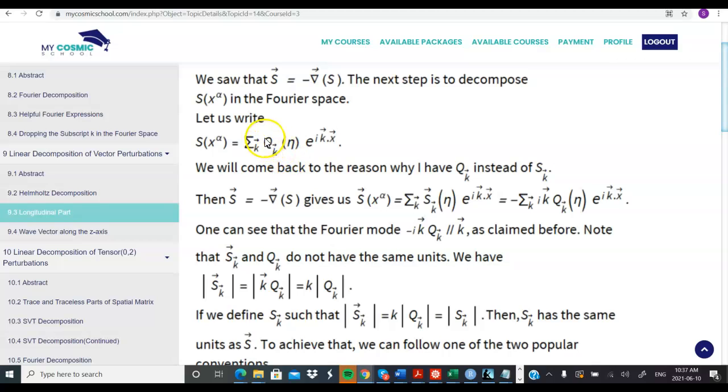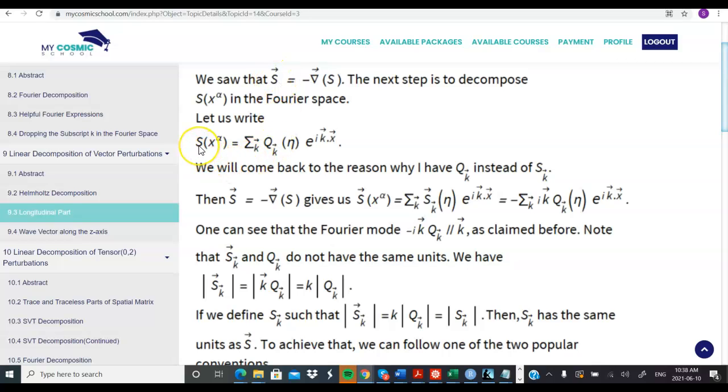My goal is to write here sk whose dimensions are the same as this vector s. This is what I want to see. This is what I want to achieve. Note that these two are not dimensionally the same. See, this is vector s and this is potential s. Gradient of potential is vector s. So dimensionally, these two are different. And that's why qk dimension is not the same as vector s dimension.